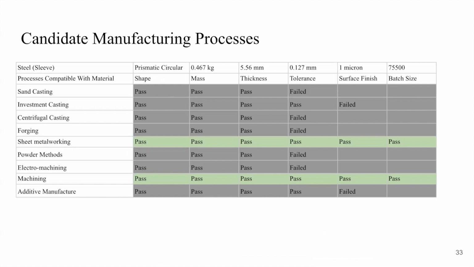This is the sleeve candidate manufacturing process table. We recommend steel because this is part of the spindle, which must be durable. It also needs a high surface finish. We chose to go with machining because of the geometry of the part itself.